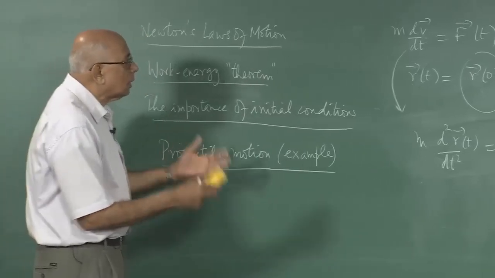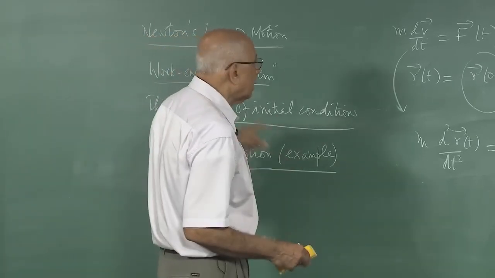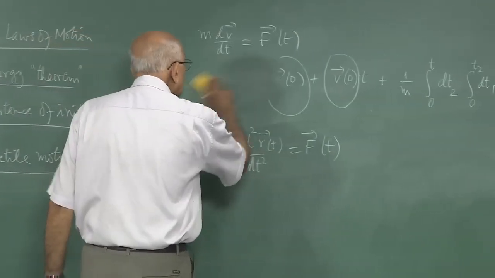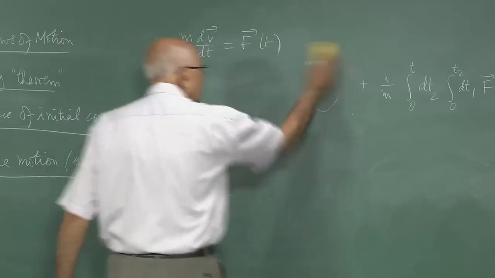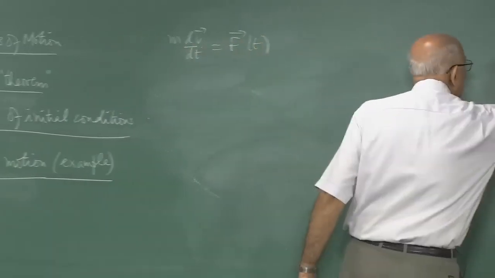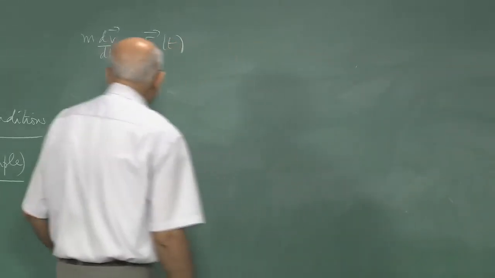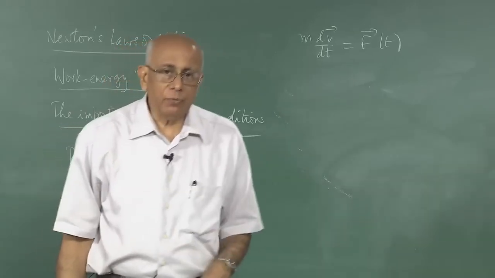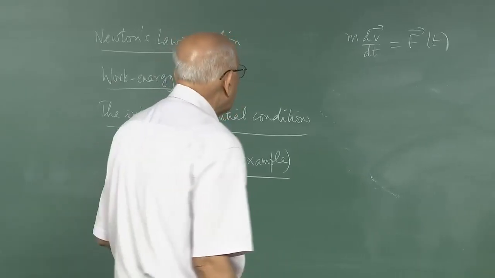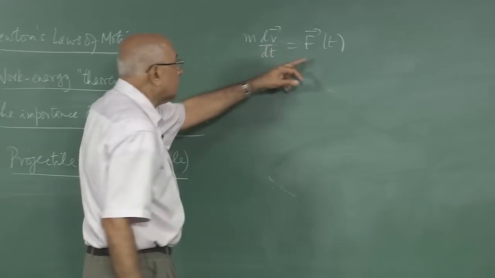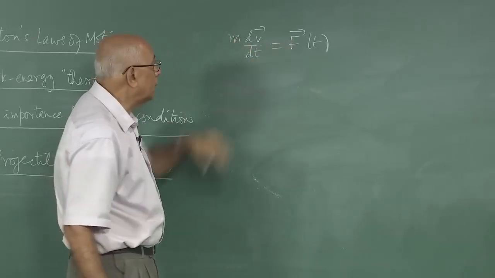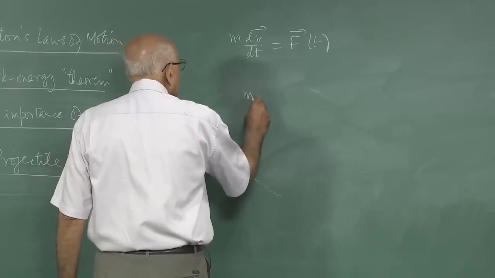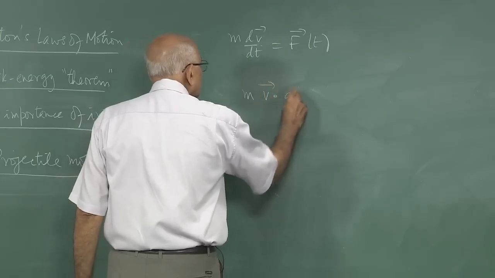Meanwhile, one small digression. We should have done this a little earlier, and that has to do with the so called work energy theorem. Let us go back to this equation and look at what it has to say. So if I take a single object, a mass m, and apply a force F on it, which could be time dependent, then I get an equation. Newton's equation says that m dv over dt is F of t. Now let us take a dot product of both sides of this equation with v itself.